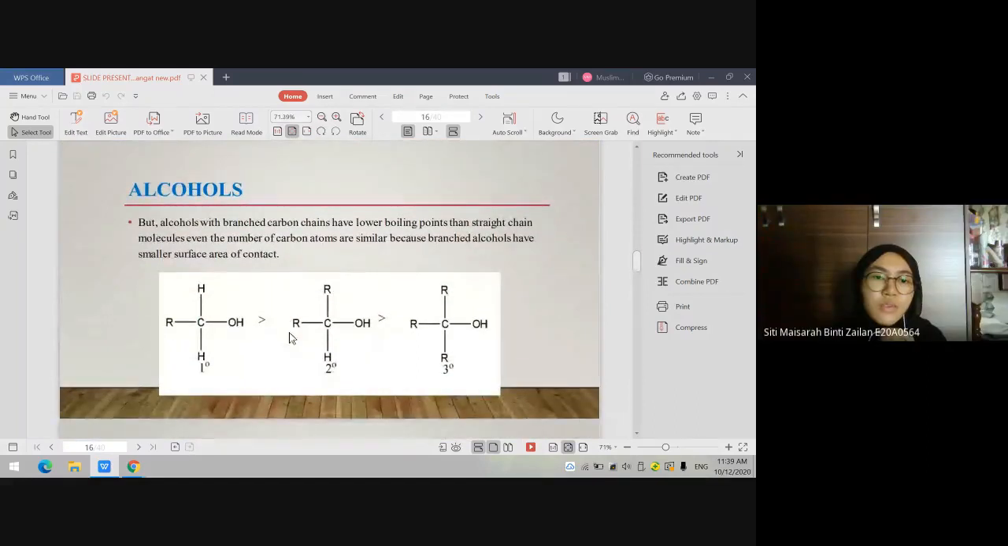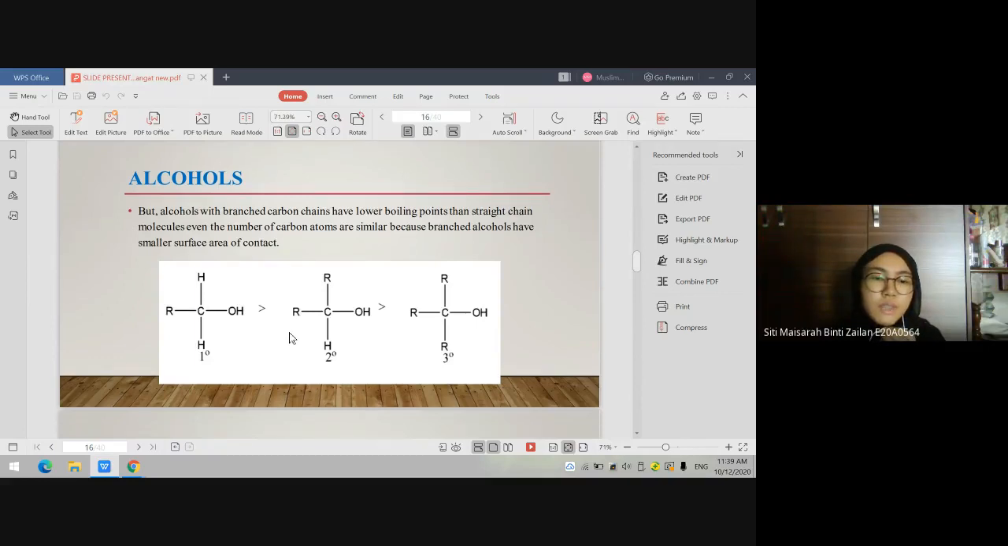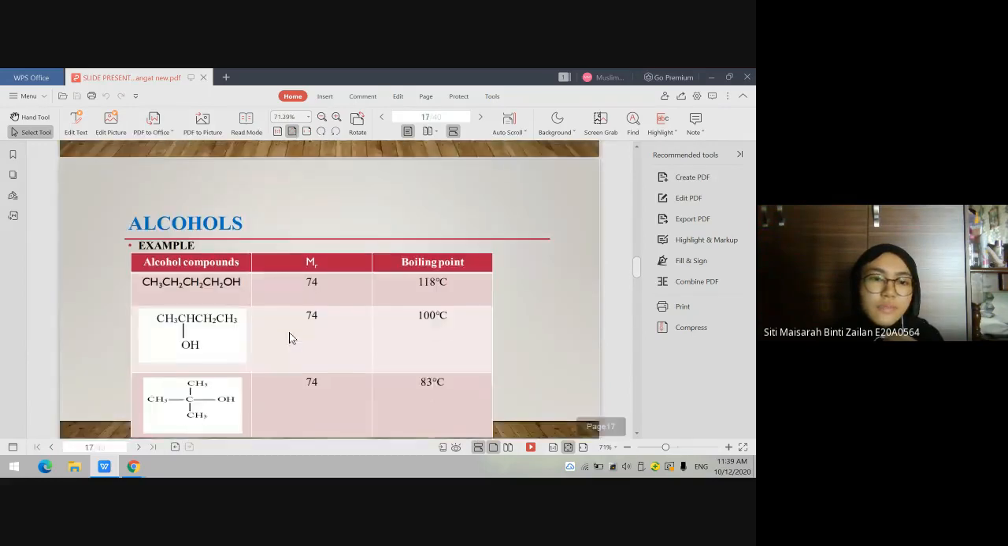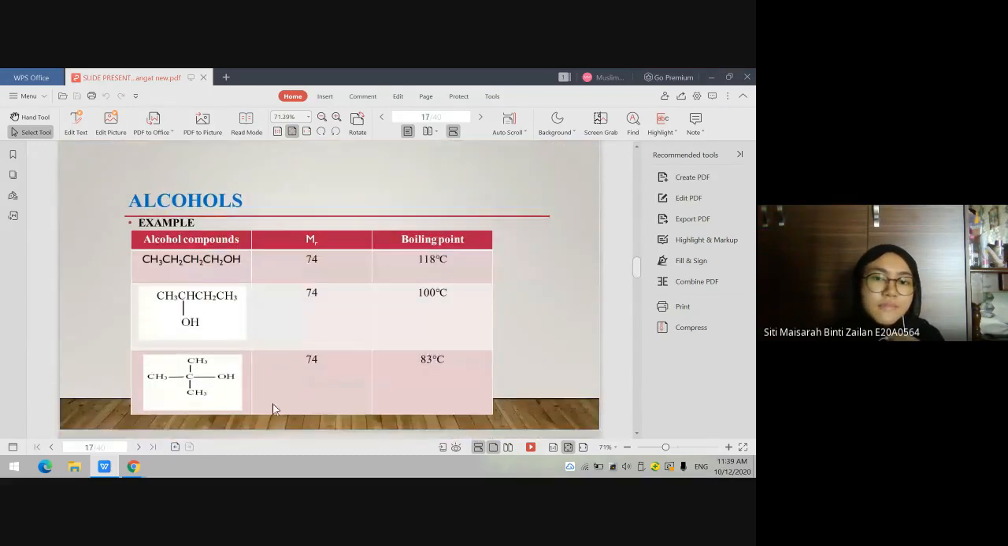But alcohols with branched carbon chains have lower boiling points than straight chain molecules, even the number of carbon atoms are similar, because branched alcohols have smaller surface area of contact. Primary alcohol has the highest boiling point between secondary and tertiary alcohol. Example like here.